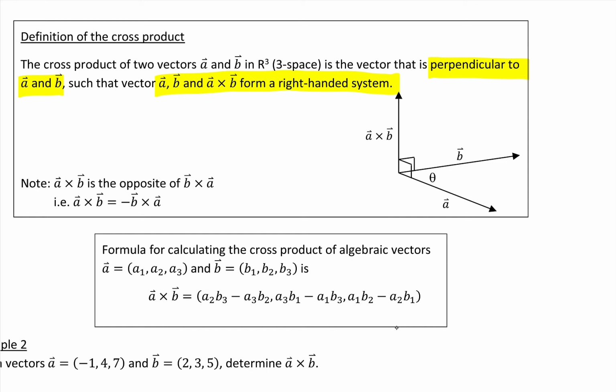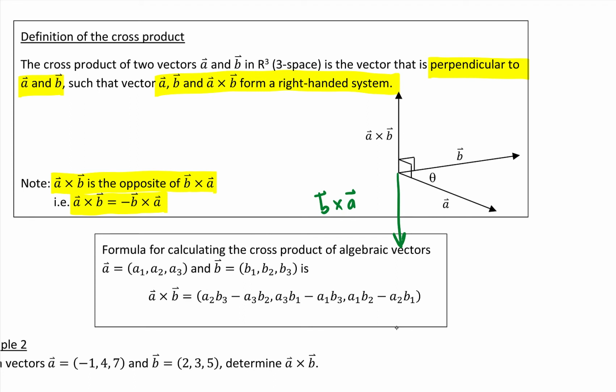So in my diagram here, assuming that vector A is facing towards us and B is going away from us, and using the right-handed system, this tells us that A cross B is going to be the opposite of B cross A, which means that A cross B is equal to the negative of B cross A. So if I did B cross A, that would be this vector right here. It would be pointing in the opposite direction based upon a right-handed system.